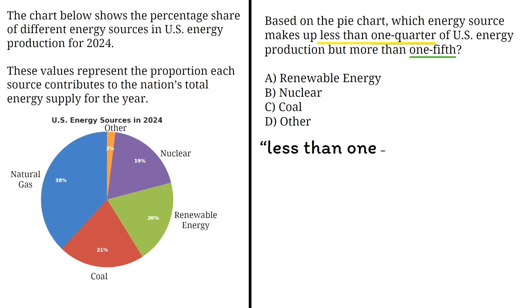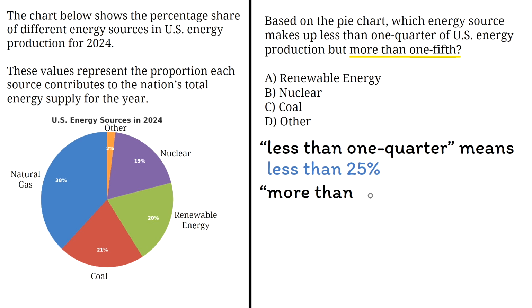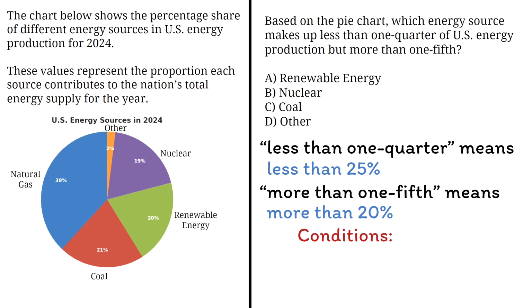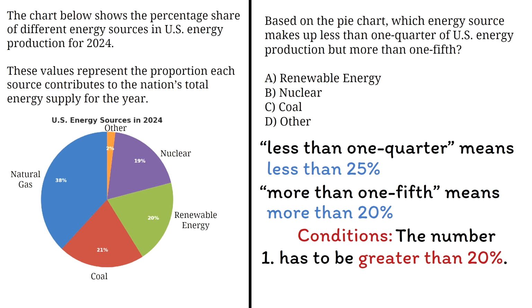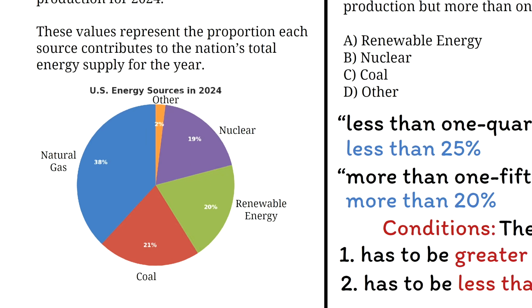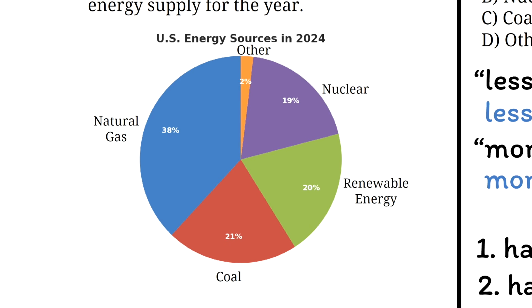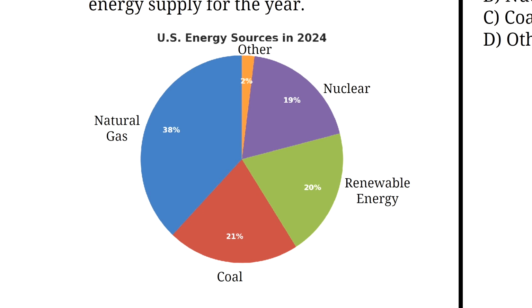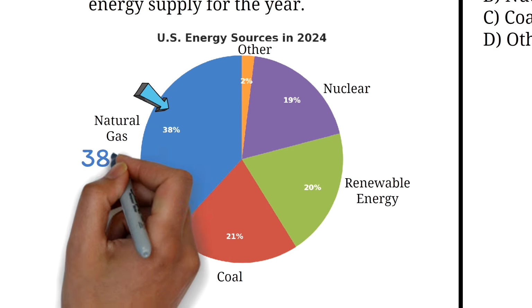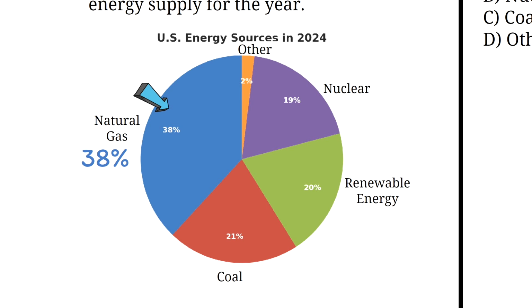So less than 1/4 means less than 25%, and more than 1/5 means more than 20%. That gives us two conditions. 1. The number has to be greater than 20%, and 2. It has to be less than 25%. Now, let's check the 2024 pie chart values to find the energy source that meets both conditions. Natural gas, 38%, it's way too high. It's above our 25% limit.